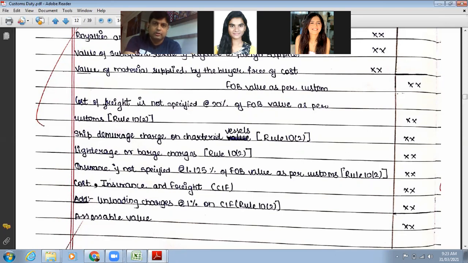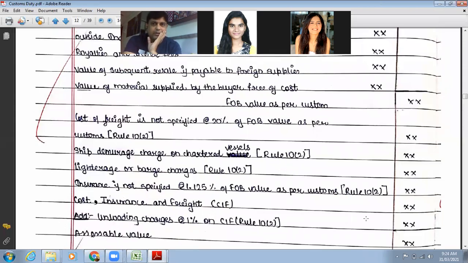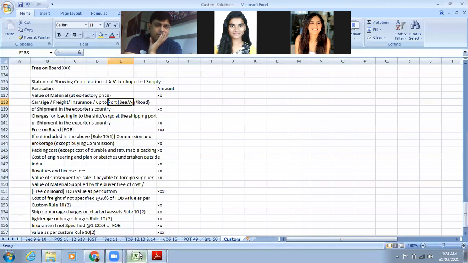So this FOB price is nothing but cost. Then in that I will add freight and insurance. That is known as CIF. And then add to that unloading charges, you will get the assessable value. Any doubt? Then please ask me. Otherwise, we will continue with the question now. Anyone has any doubt, please let me know.